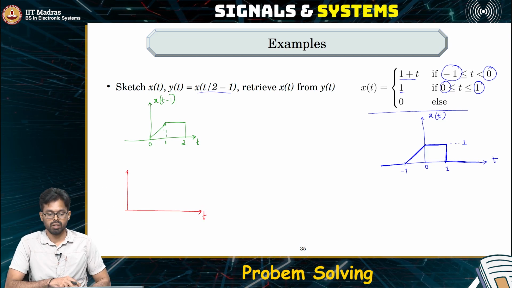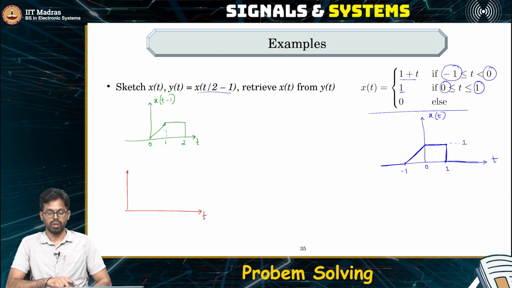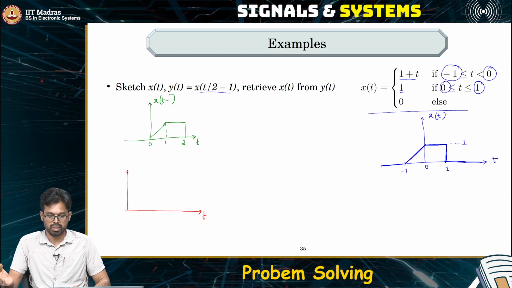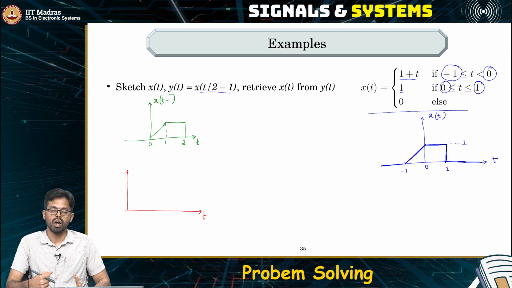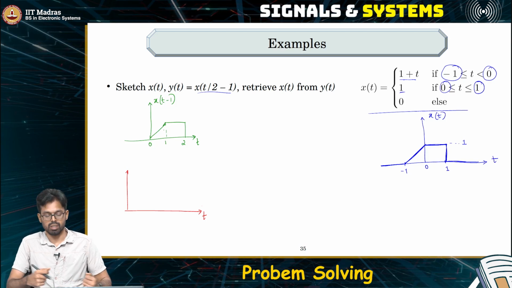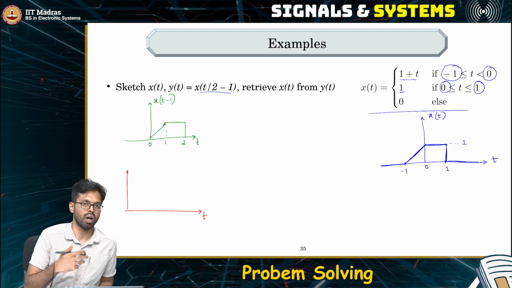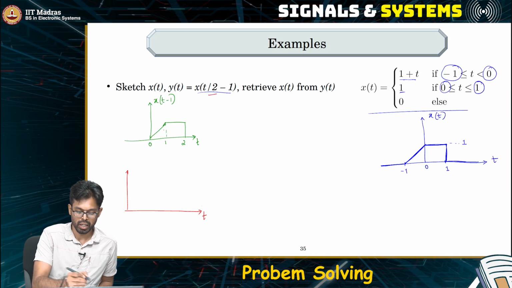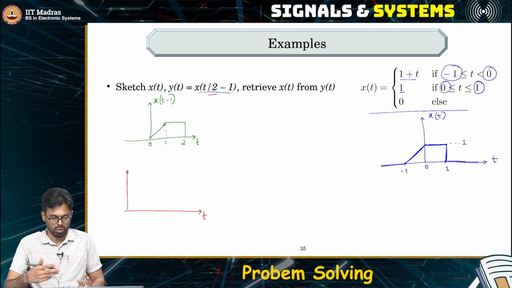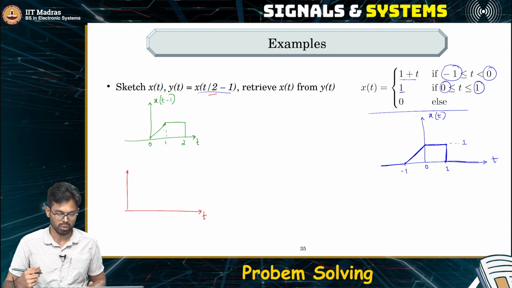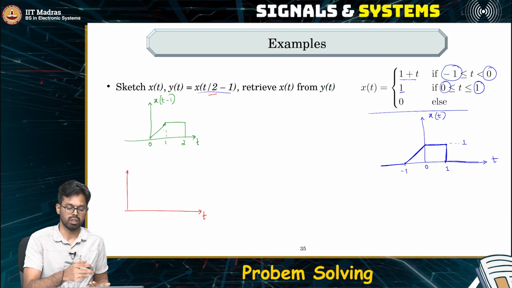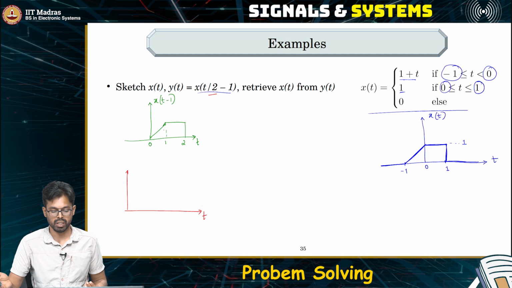So it says the value of a here is half. If the value of a is half, its magnitude is less than 1, which means all you have to do is just stretch it. And by how much do you have to stretch? By 2 times. So you're stretching it by 2 times, which means whatever is at t comes at 2t.